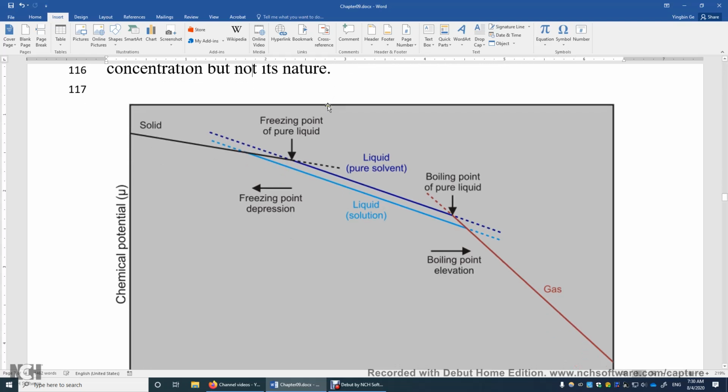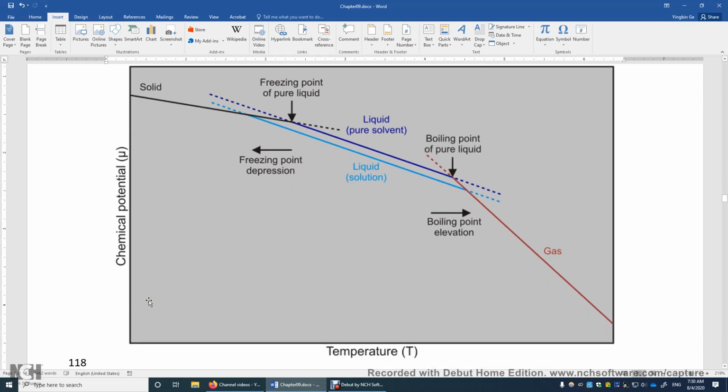Alright, let's look at this mu-T diagram. This is chemical potential. This is the temperature. At low temperature, the solid chemical potential is the lowest. And then when you increase the temperature from left to right, at the melting point, the solid chemical potential crosses the liquid chemical potential and the substance starts to melt. And then after that, we see this when temperature goes up. Now we follow along the liquid line.